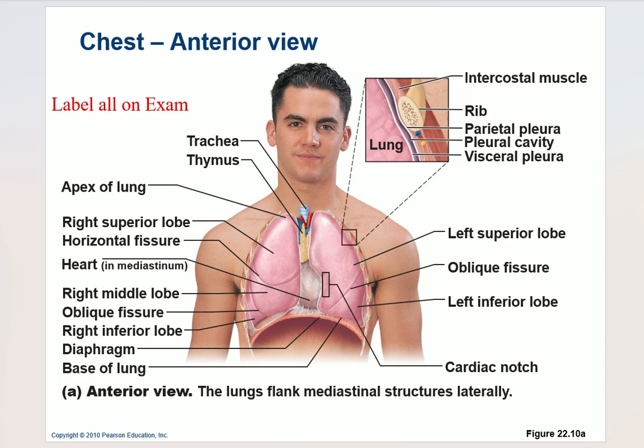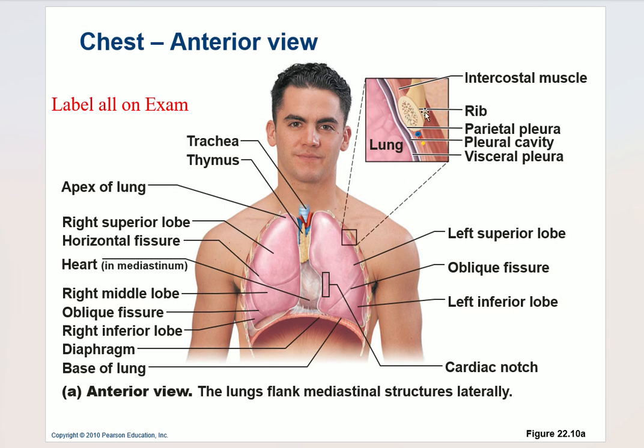On the left side, we have the left superior lobe, the left oblique fissure, and the left inferior lobe. So we do not have a horizontal fissure on the left side. Only on the right side does a horizontal fissure separate the superior lobe from the middle lobe. Where were we? Left superior lobe, oblique fissure, left inferior lobe. So that's only on the left side. And then you have this indentation on the left side, this little cutout section. We call that the cardiac notch. That's where the heart sits.